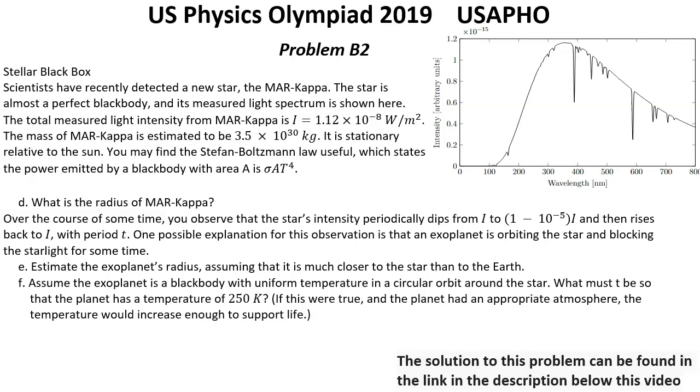Question F. Assume the exoplanet is a black body with a uniform temperature in a circular orbit around the star. What must T be so that the planet has a temperature of 250 Kelvin? If this were true and the planet had an appropriate atmosphere, the temperature would increase enough to support life.